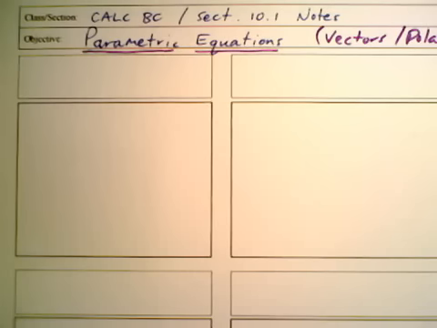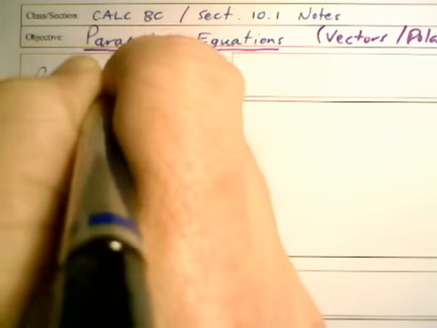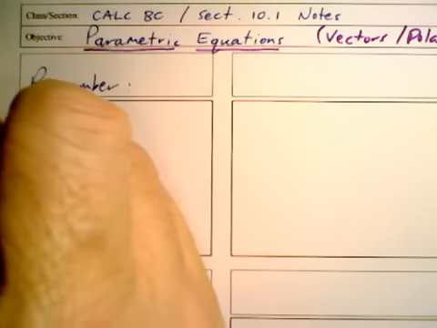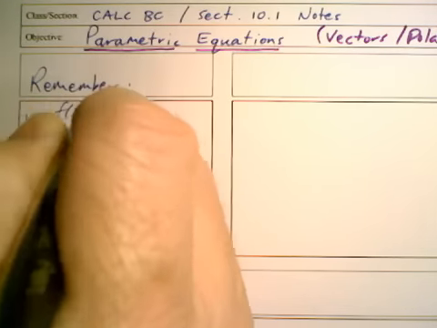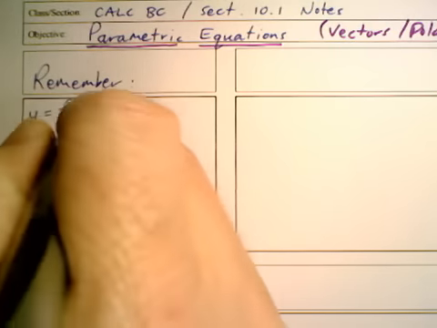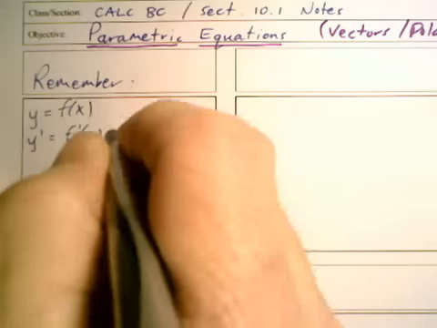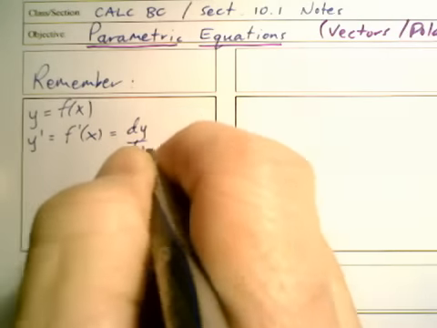Parametric equations, and let's remember what we have talked about before. Remember, we have y as a function of x. So this is in your past. You've done all this stuff. Y is a function of x. Y prime, we can call it f prime of x. We can also call it dy dx.